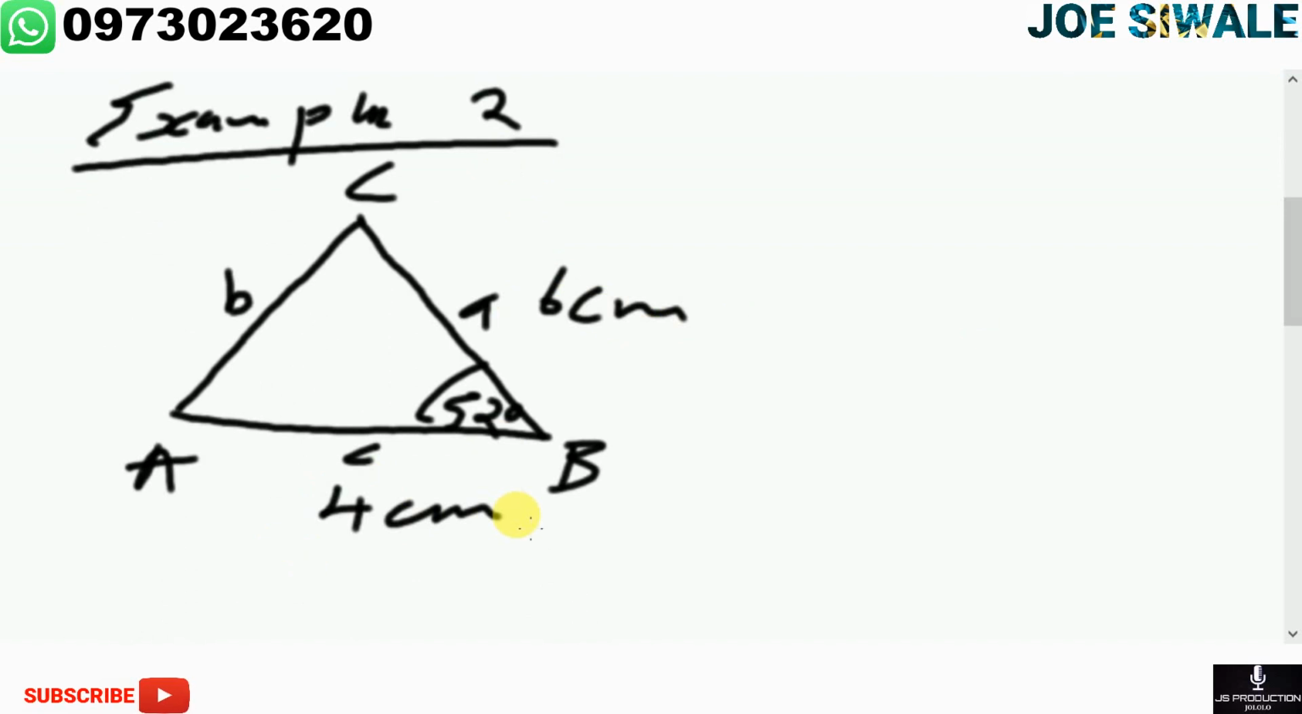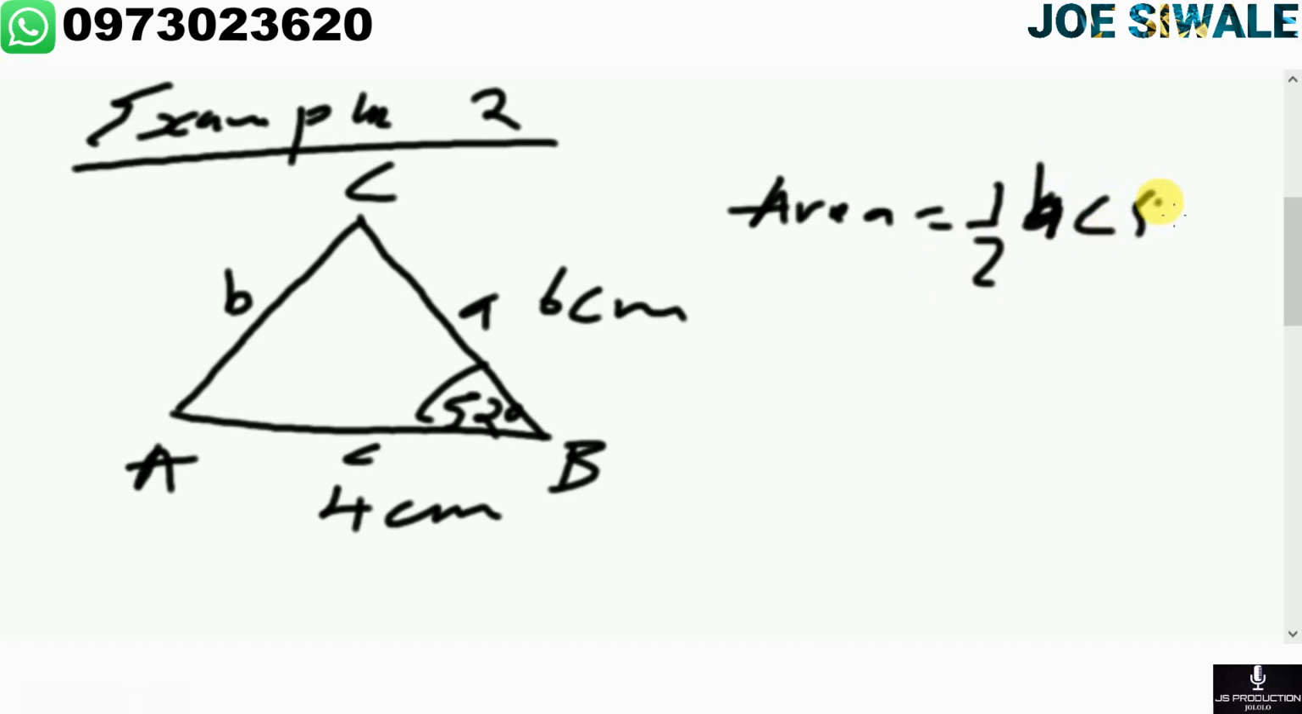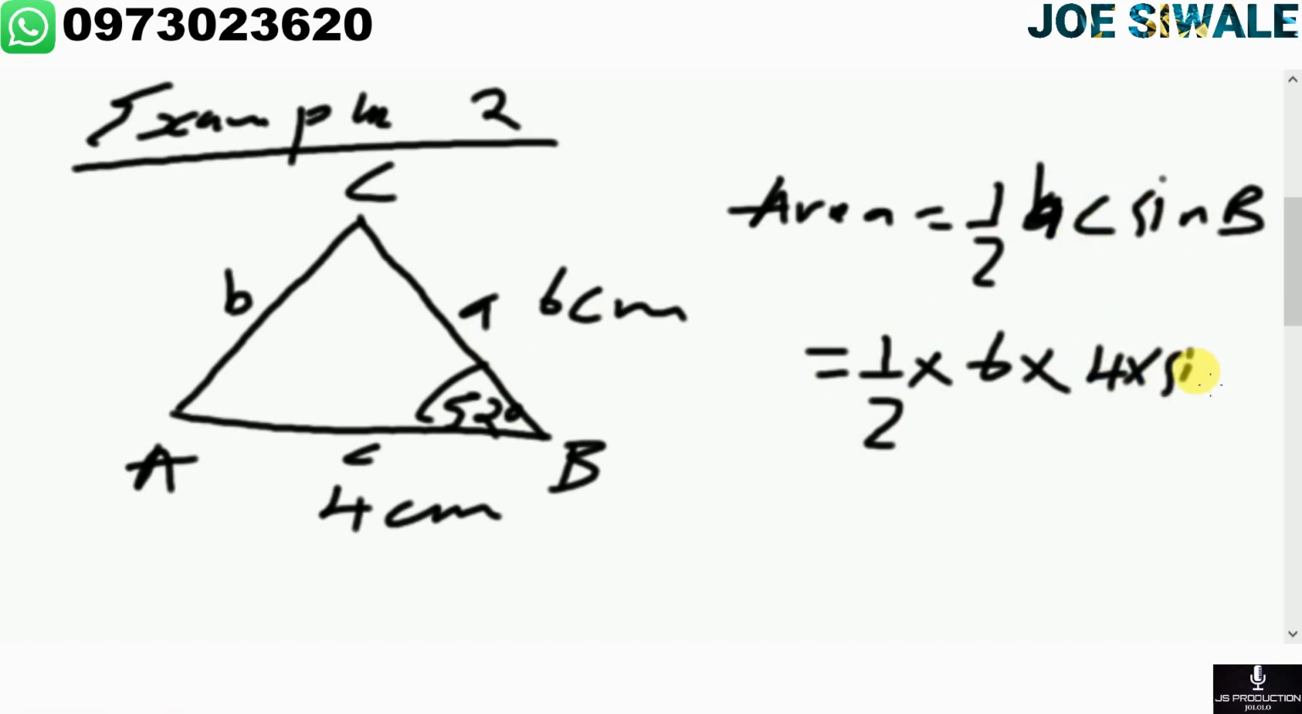And if I'm told to find the area of this non-right angled triangle, I would say area is equal to half ac sine B. Since I've been given the angle at point B here, it will be half ac sine B. So this is half multiplied by the length a, which is 6, multiplied by the length c, which is 4, multiplied by sine B, the angle at B, that's 52.